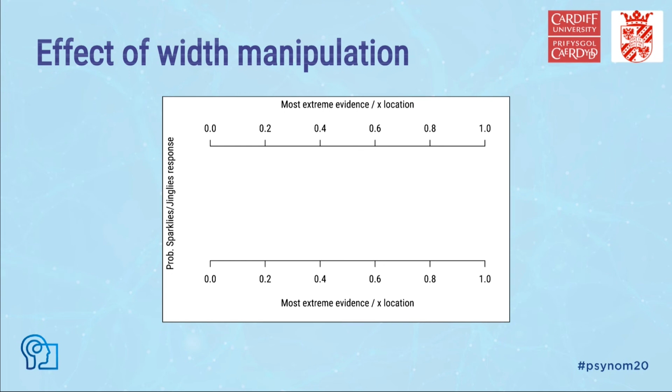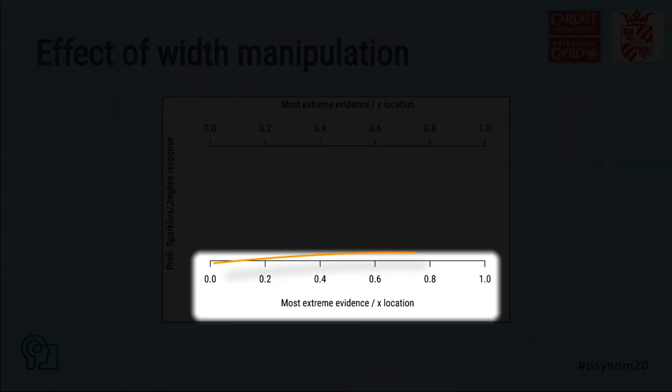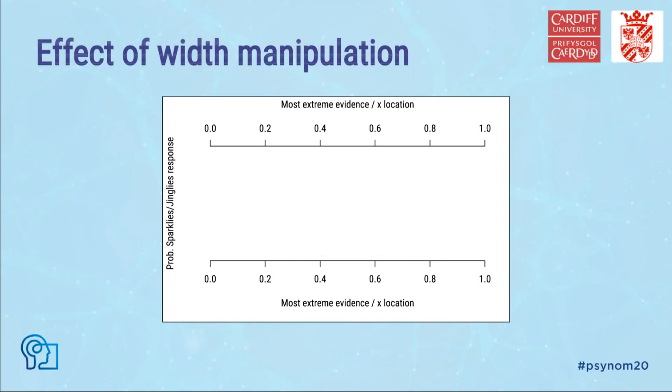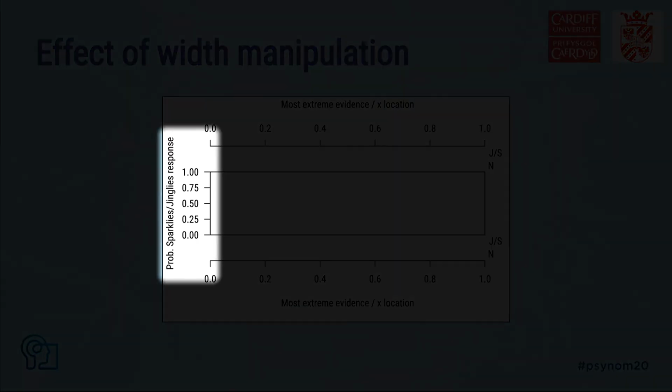Next, I'll show the effect of the visual width manipulation. On the graph, along the x-axis will be the visual distance from the center of the most extreme fictional experiment that the participants sampled. Within each group, this is a salient index of the statistical evidence, but this visual extremeness has a different interpretation within each visual width manipulation condition. On the y-axis, I'll show the predicted probability of responding jinglies or sparklies, that is, that the groups are different, from a logistic regression fit.